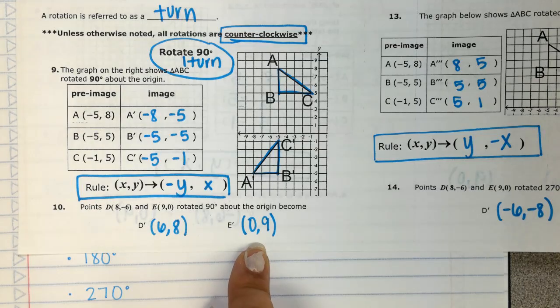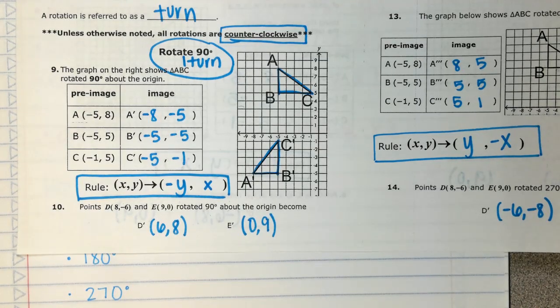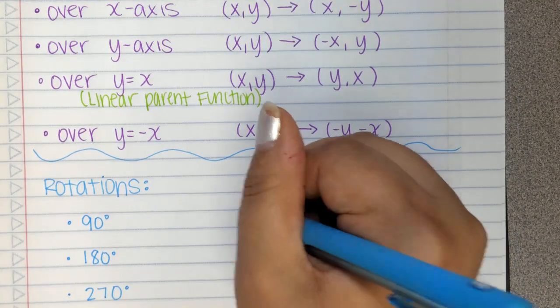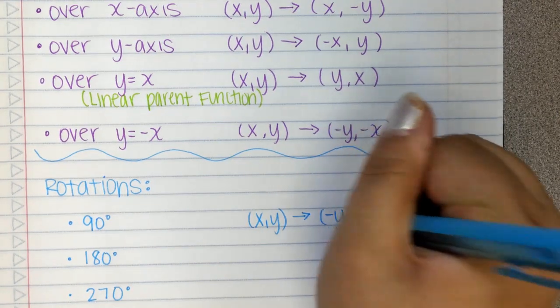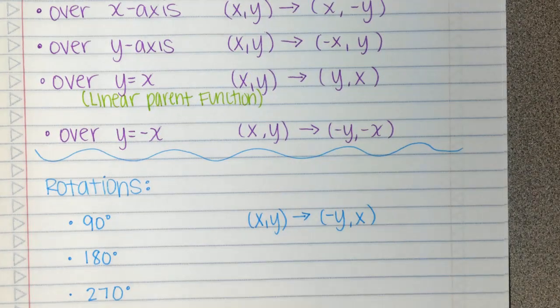Is that what y'all got? All right. So for this one, x, y becomes negative y, x. In my opinion, again, this one's the hardest one to remember, at least for me.